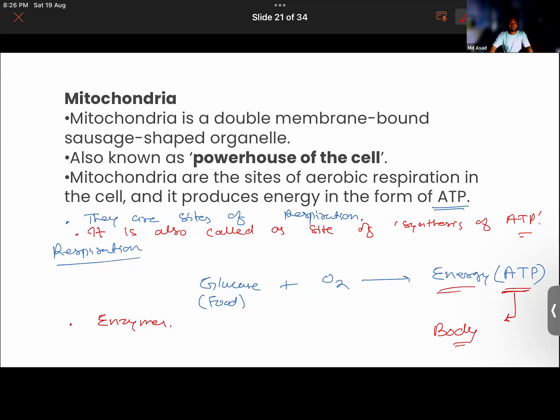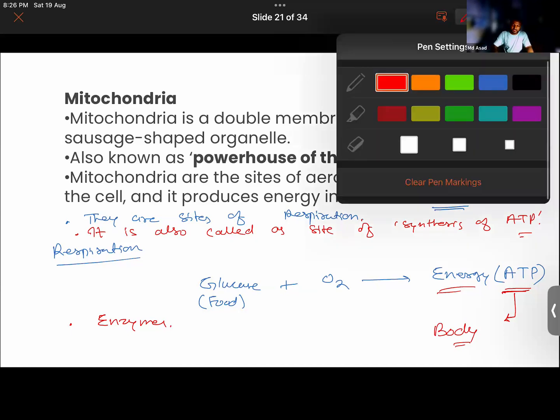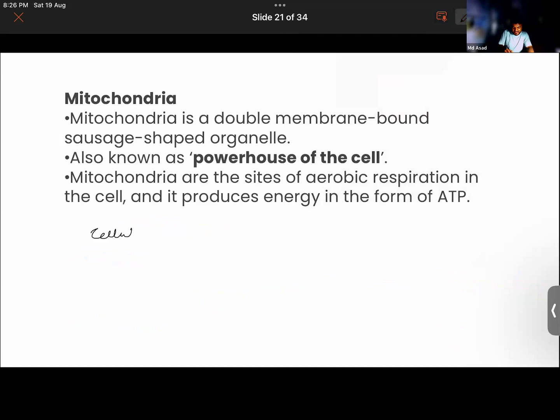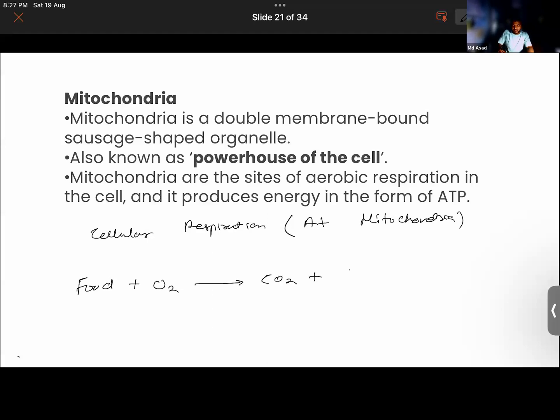Getting it? So basically, if I were to summarize cellular respiration, what happens inside the cell, at the mitochondria, how it basically takes place, guys: you take food, and it reacts with oxygen. Then carbon dioxide is also released, water is also released. Apart from that, energy is also released, and that is in the form of ATP. Okay, Ahmed and Arhan.